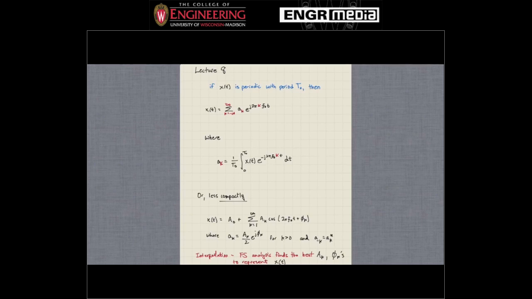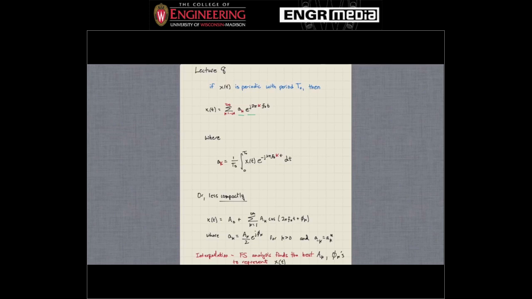Here the things I want you to pay attention to are these a sub k's. These are the Fourier series coefficients. In some cases there's an infinite number of these, and in some cases there are only a finite number that are non-zero. But those are multiplied by this complex exponential, and when we sum those up, we can get back to the signal x of t. That's for these specifically chosen a sub k's, the Fourier series coefficients, which are given by the integral equation for the Fourier series coefficients.